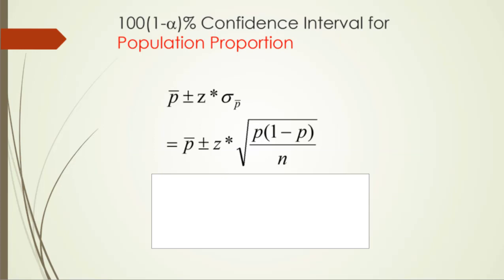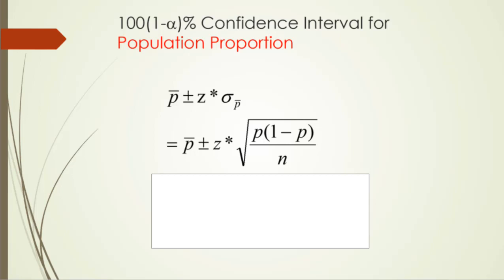The formula for confidence interval follows the same structure as that for population mean. It's also the point estimate plus minus the z multiplier times the standard error. The point estimate is the sample proportion P bar, and the standard error, as we've seen from previous slide, is square root of P times 1 minus P divided by sample size.